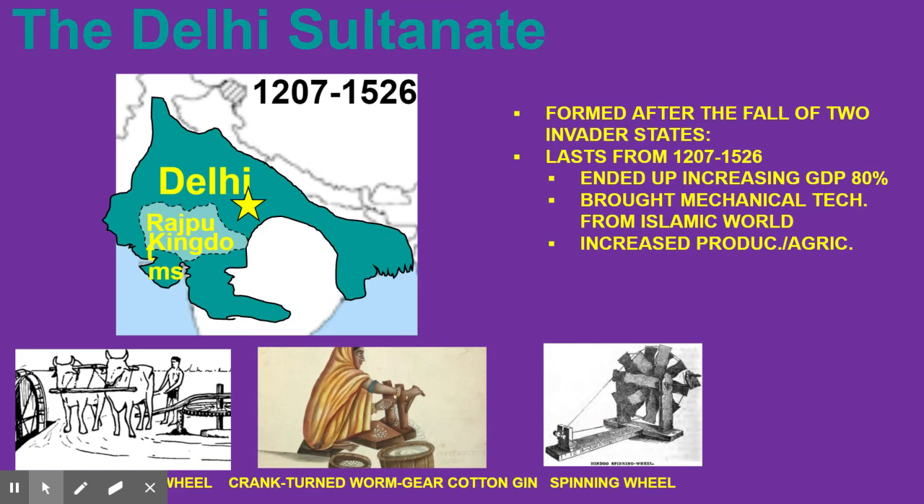But that technology that makes its way into India during this time period vastly increases the overall productivity of India, and the new inventions, whether they be down here at the bottom, the spinning wheel, or we've got the power wheel that's powered by the animals, or the crank worm gear cotton gin that starts to separate the seeds from the cotton cloth that can then be spread. All of these various machines make it more possible to up productivity, and we see a huge rise in what we would call today GDP, or the gross domestic product of the territory.